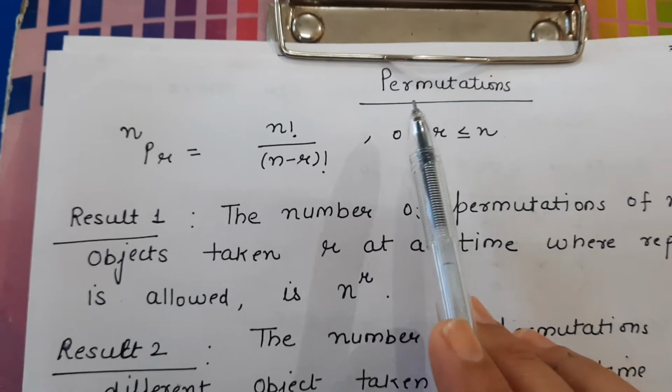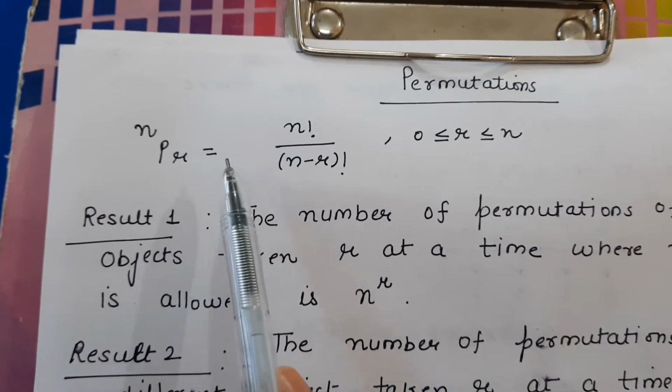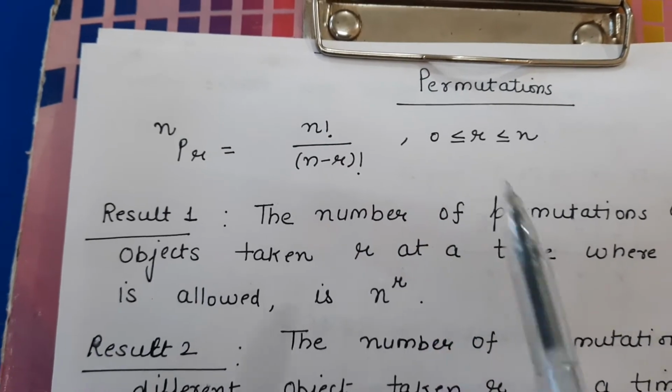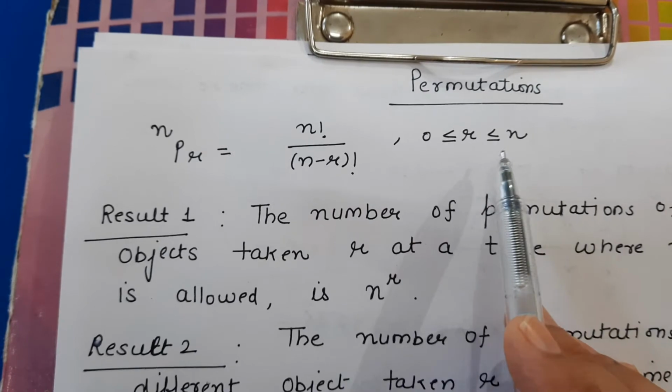Welcome students. In this video I am going to discuss permutations. nPr is equal to n factorial upon n minus r factorial, where r is always greater than or equal to 0 and less than or equal to n.